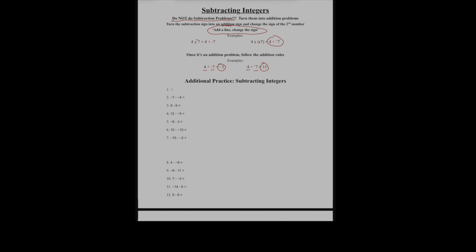Not sure what happened to my number 1 there, but that's okay. We'll go on. So let's see. Add a line, change the sign. Now it's an addition problem. Signs are different, so I subtract, keep the sign of the larger number. Add a line, change the sign. Okay, so signs are different. We're going to subtract, keep the sign of the larger number, which is positive.